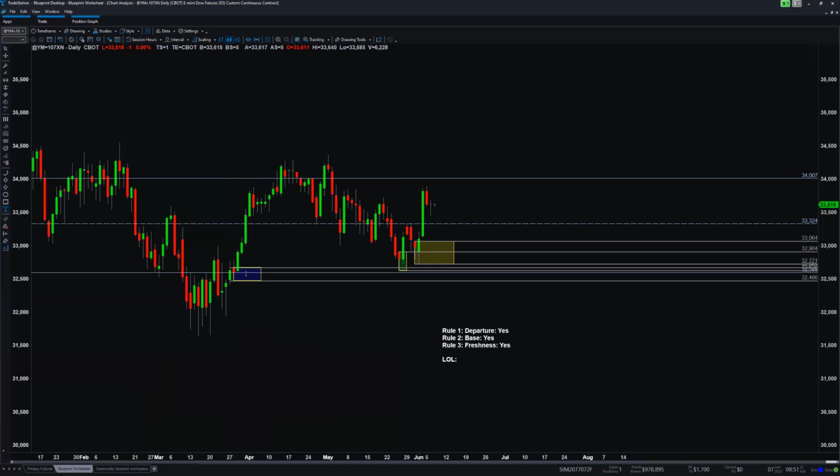So what we can see is that our original zone has created this zone, because we clearly can see that price came in, there was a reaction, then we created another drop base rally, and that this drop base rally then created this zone.